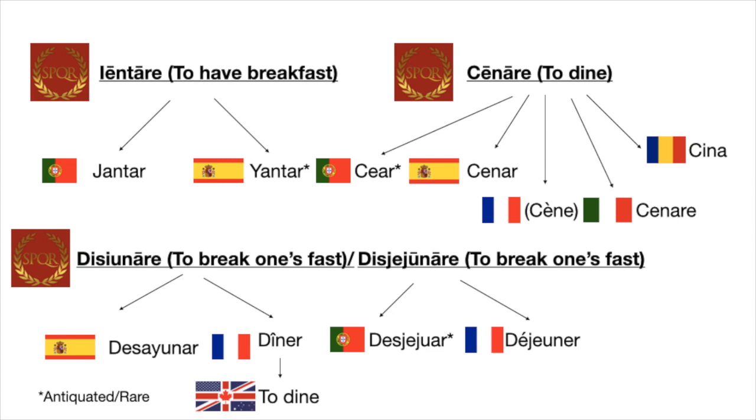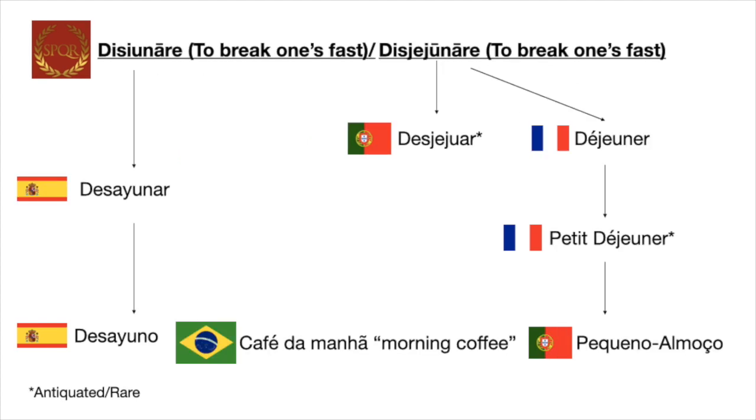So if those are the words for dinner in Spanish and Portuguese, and they come from the word for to break your fast in Latin, then what are the modern words for breakfast in Spanish and Portuguese? Well, the modern word for to have breakfast in Spanish is desayunar, which means, again, to break your fast. We can see that desayunar, ayunar means to fast, and des means to undo something. In Portuguese, we have a word that is very old, very antiquated, and you don't really hear anymore, which is desjejuar, which also means to break your fast.